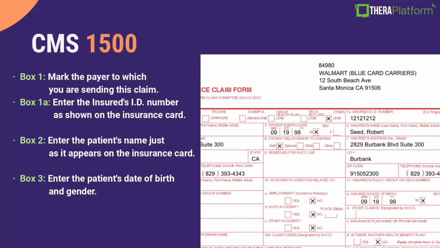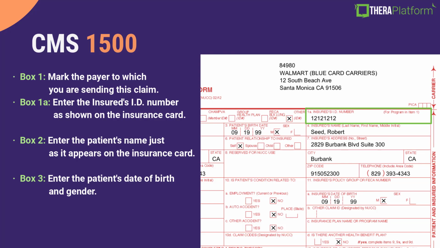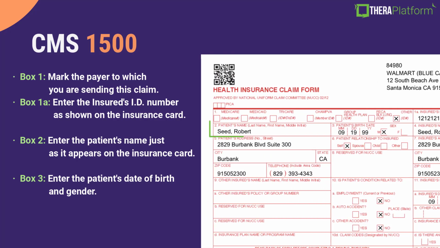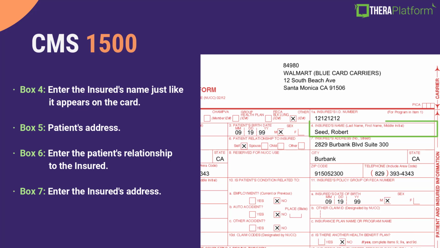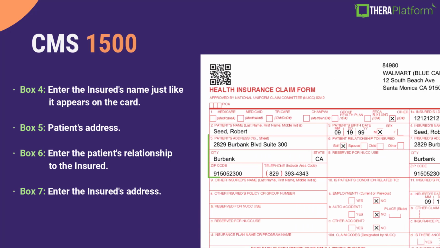Box 1A, here is where you enter the insured's ID number as shown on the insurance card. Box 2 is where you input the patient's name just as it appears on the insurance card. Under box 3, you enter the patient's date of birth and gender. Box 4, here's where you enter the insured's name just like it appears on the card. Box 5, patient's address. Not every insurance requires the patient's phone number, so check with each insurance if you need to report the phone number under box 5 or not.